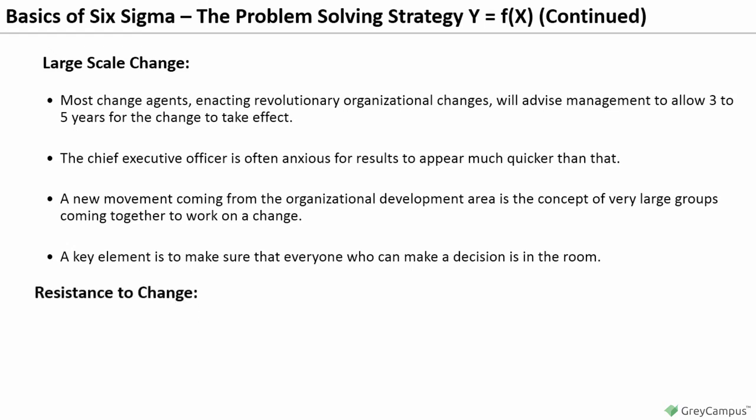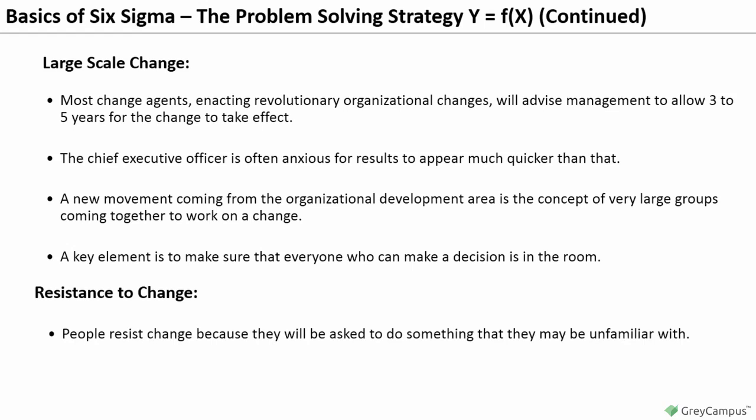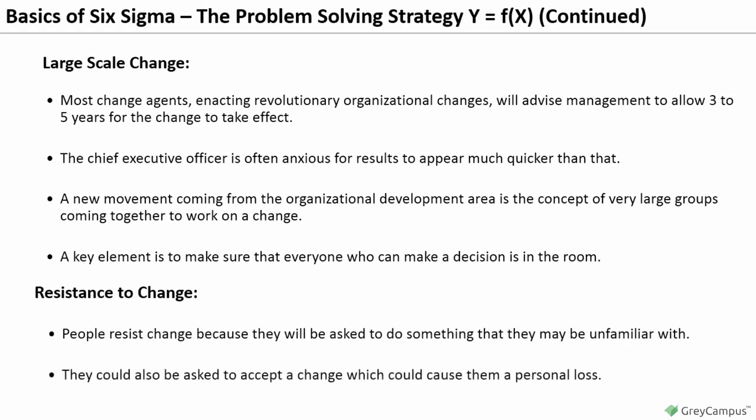Resistance to change. People resist change because they will be asked to do something that they may be unfamiliar with. They could also be asked to accept a change which could cause them a personal loss. For example, certain older employees may reject change because they might be uncomfortable doing their job with a slightly different twist. Younger employees may not have invested as much time with the old process and may be more accommodating of change. The change agent must anticipate resistance to change and find ways to overcome it.